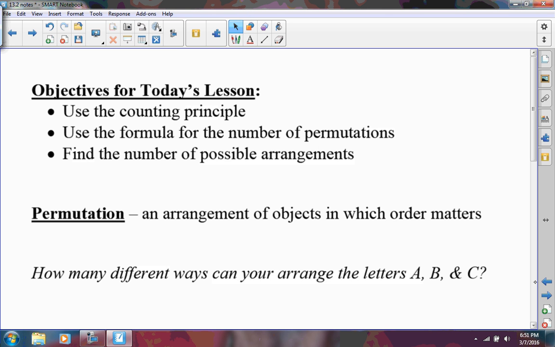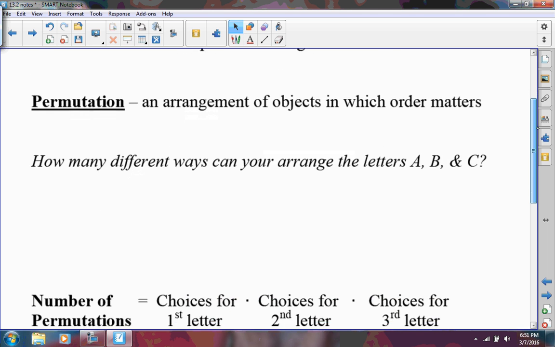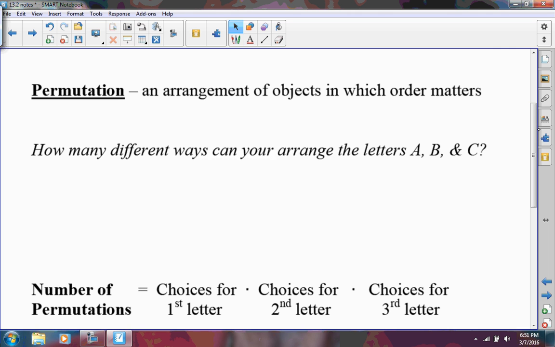And today we're going to use the counting principle, and we're going to use the formula for the number of permutations, and then we're also going to find the number of possible arrangements for an object, or a bunch of objects, I guess I should say.